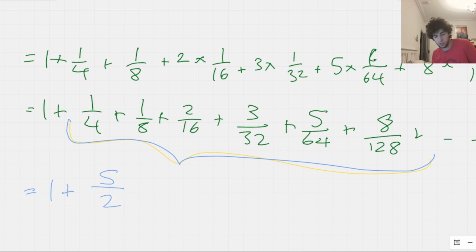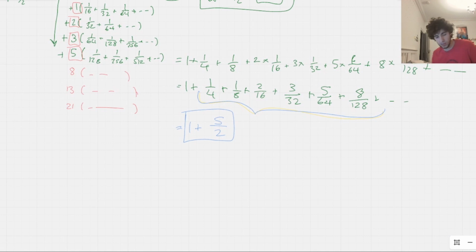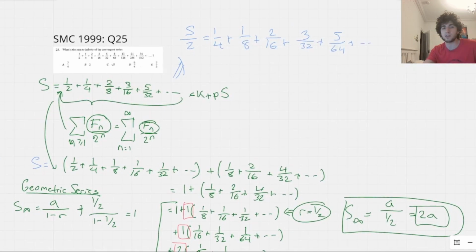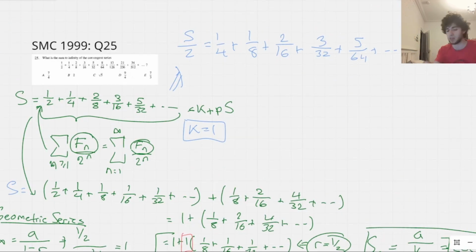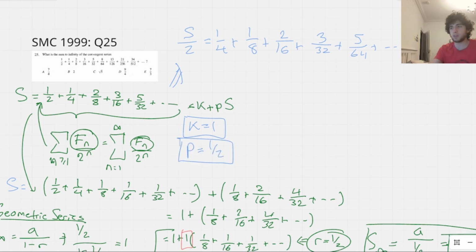So our entire sum S becomes this. What we can say is that S is equal to 1 plus a half S. So we found our constants from before, because we wanted it in the form k plus pS. So S is equal to k plus pS. In this case, k is equal to 1. I thought I had a slightly different thing before, but actually no, I did have the same thing, I just bugged out, my bad. So k is equal to 1, and p is equal to a half.